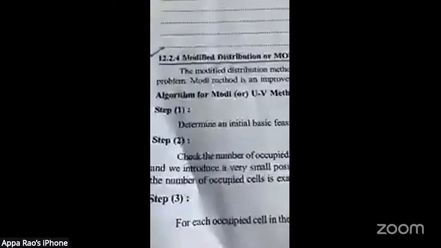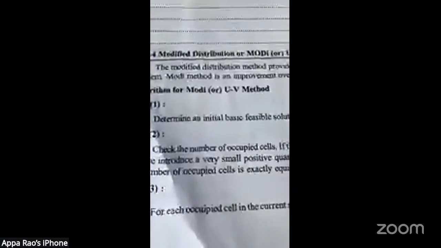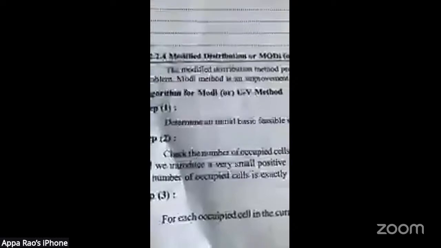So, for the MODI or UV method, or modified distribution method: Step 1. Determine an initial basic feasible solution using any one of the previous three methods. Step 2.